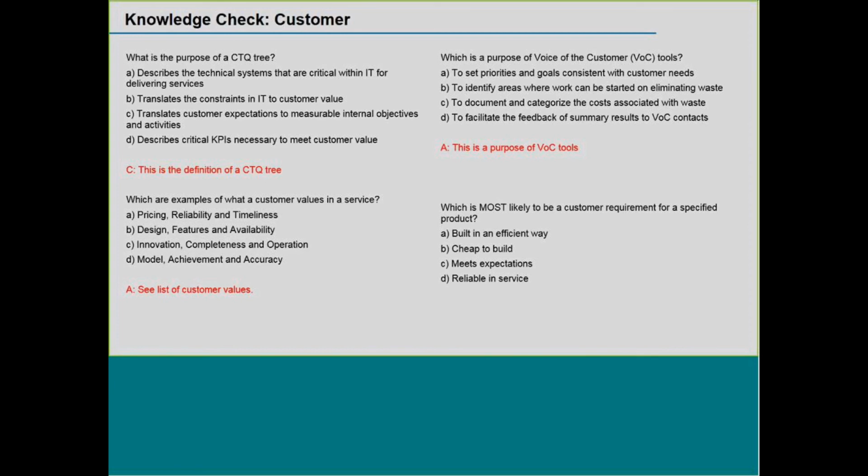And finally, which is most likely to be a customer requirement for a specified product? A, built in an efficient way. B, cheap to build. C, meets expectations. Or D, reliable in service. And the answer here is C. Again, when we're providing a product or service, it's all about meeting our customers' expectations, not necessarily exceeding them, but if we fall short, our customers will not come back.